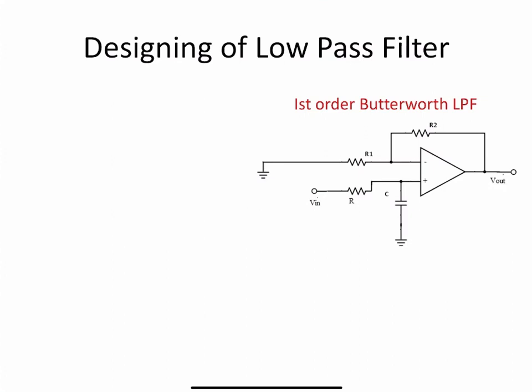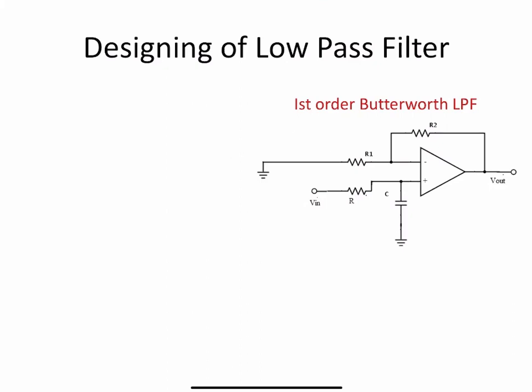Low pass filter, as already discussed, passes only lower frequencies and attenuates higher frequencies. Now we will design a first order Butterworth low pass filter. First order means the number of delay elements used. Order means the number of filtering sections used in the circuit. Here only one RC section is used for filtering purposes. It's a first order Butterworth low pass filter.